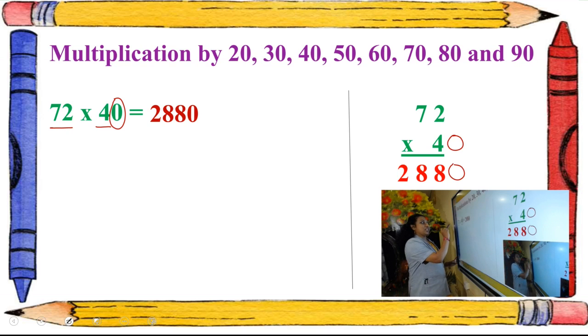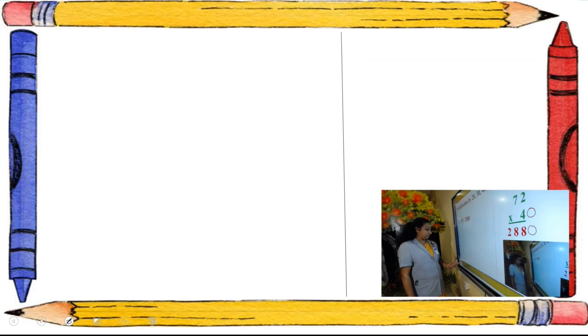When a question comes 72 into 40, first you have to multiply the counting number 72 and 4 in your working column. You will get 2 into 4 as 8, 7 into 4 as 28. This is not our answer. You have to insert the 0 that is given in our question. So the answer is 2,880. Next question.